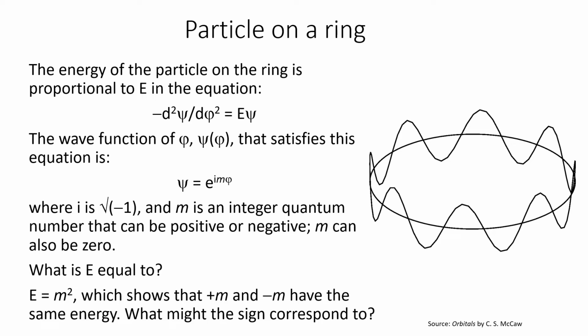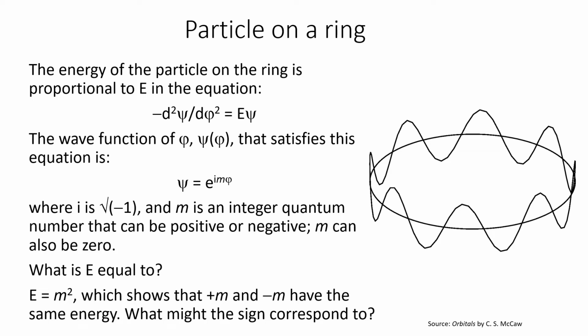But one thing that's quite interesting about E being equal to m squared is it goes to show you that plus m and minus m will have the same energy, because of course plus m and minus m both square to give m squared. And as far as the exponential function is concerned, m and minus m are equally acceptable solutions to the wave function. So I throw this question out there. What could the sign possibly correspond to? You might wonder about that.